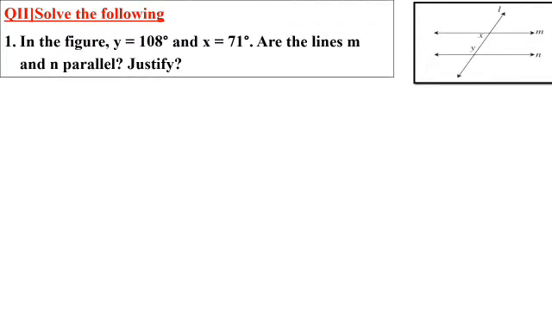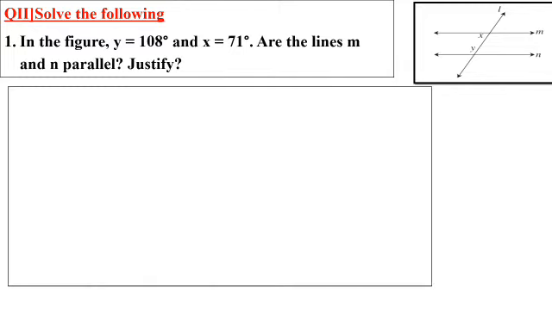Understood? Now let's move to question number 2. Solve the following. The first one is given in the figure. The value of y is given as 108 degrees and x is given as 71 degrees. Lines M and N are parallel, justify. The figure is given. Lines M and N are given and L is a transversal. So here x and y are given.